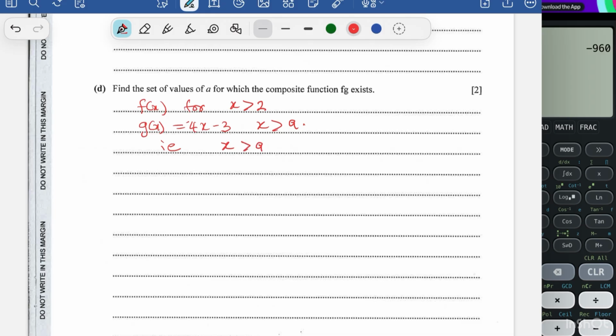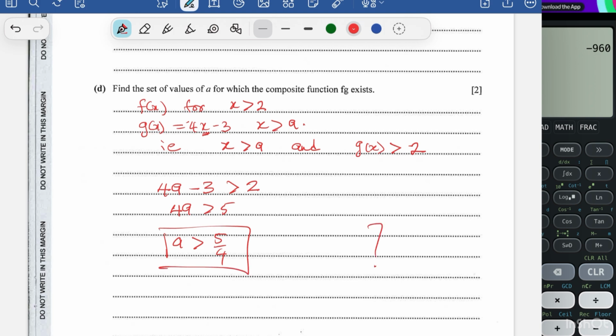Okay, and that means g of x should be greater than a, and a is 2. So x must satisfy a, and a is 2. So I will just solve this. So 4a minus 3, I replace x with a, which is greater than 2. So 4a minus 3 is equal to... 4a greater than 5. So a should be greater than 5 over 4.